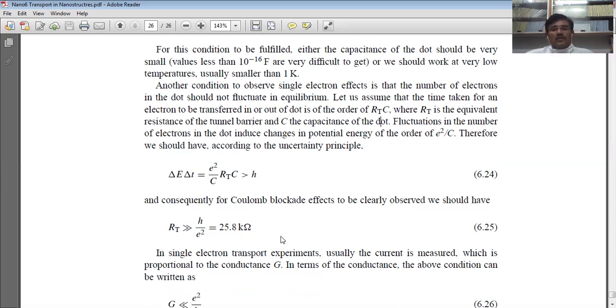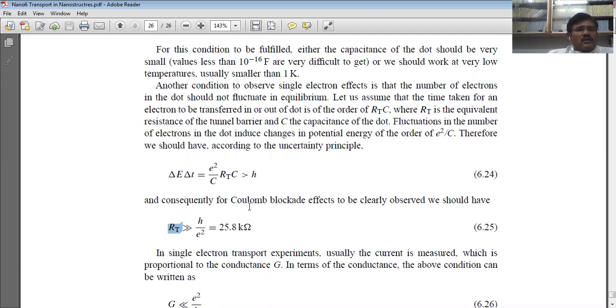As we see, this value is automatically reduced for the Coulomb blockade effect. When the Coulomb blockade effect will be observed, RT has to be greater than h by e squared. What is h by e squared? Yesterday we saw that it is the quantum resistance. So the value of RT should be much greater than the quantum resistance. Then and only then will the Coulomb blockade be observed.